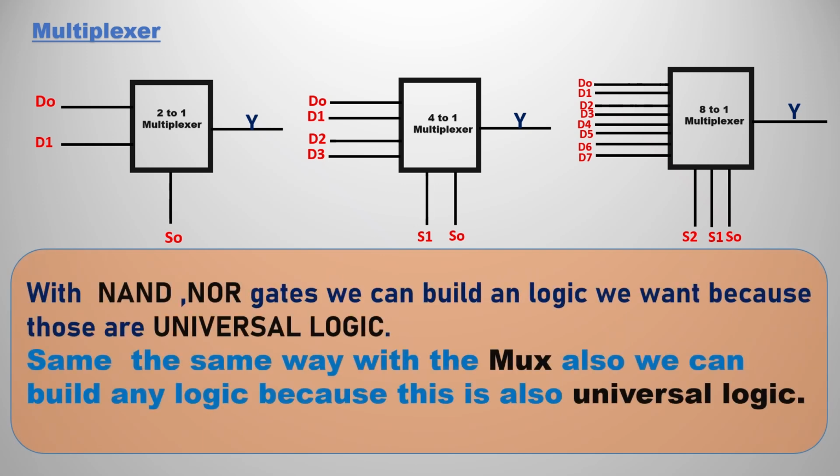Before starting the 2x1 multiplexer in detail, let's understand something quickly about MUX. With NAND and NOR gates we can build any logic we want because those are universal gates. We already discussed many things about NAND and NOR gates. With the help of NAND and NOR gates we can build any circuit we want. In the same way we can build logic with the MUX also, because basically MUX is also a universal logic.